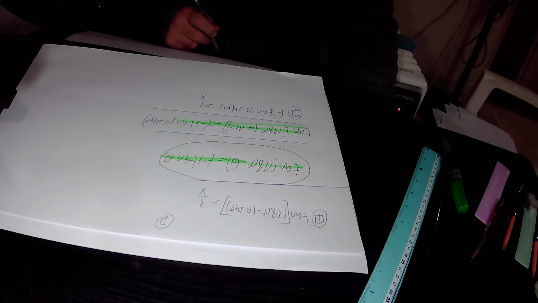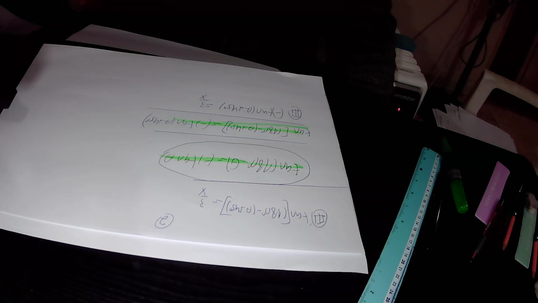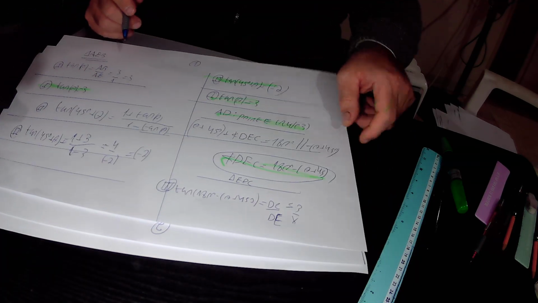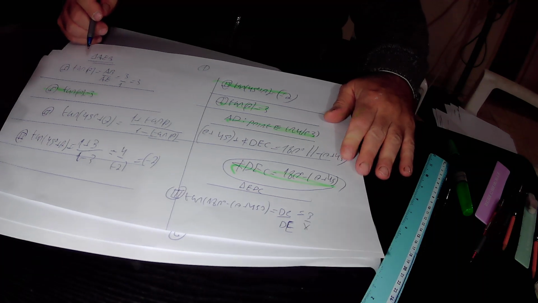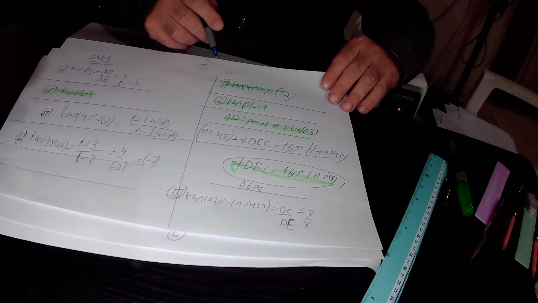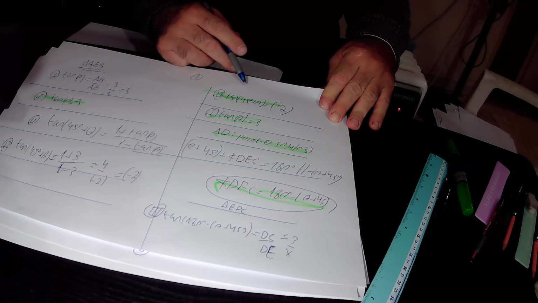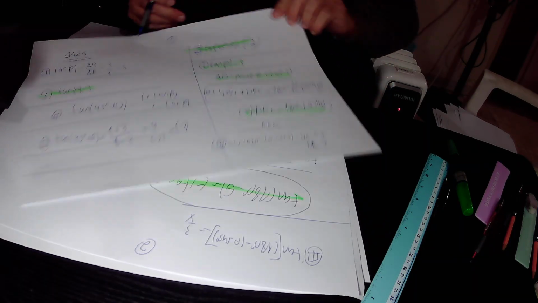According to equation 2, we already found out that tangent of 45 degrees plus theta equals minus 2.